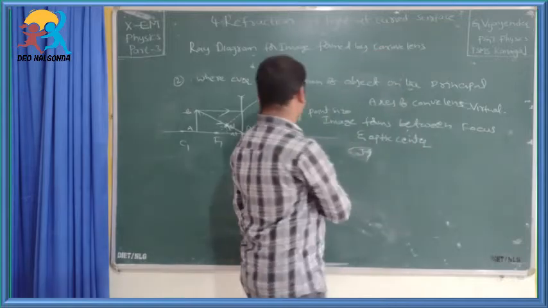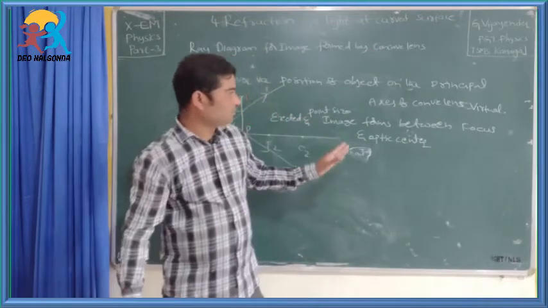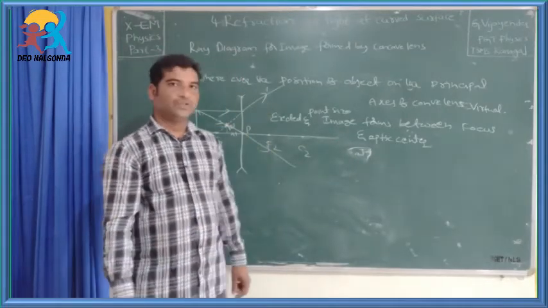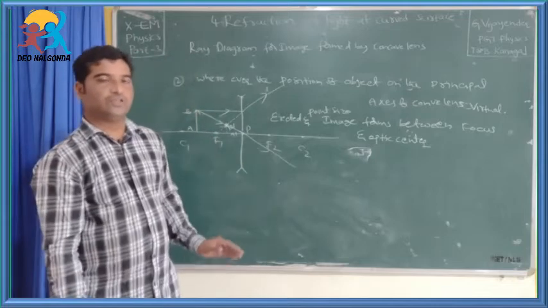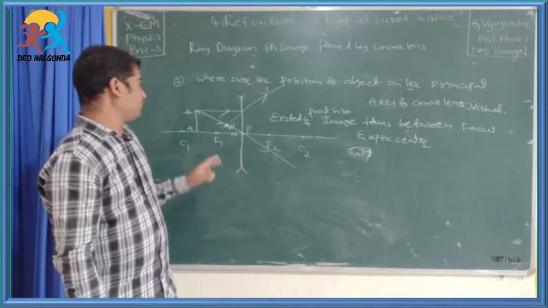virtual, erected and point size image forms between focus and optic center of the concave lens, except the position when we place the object in infinite position. In that case only image is forming at focus.